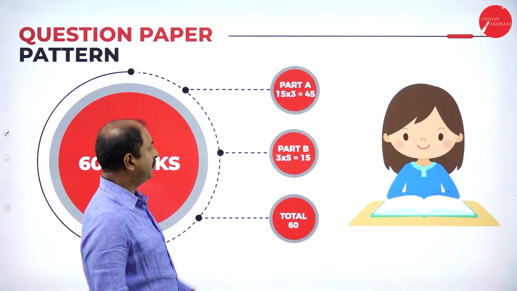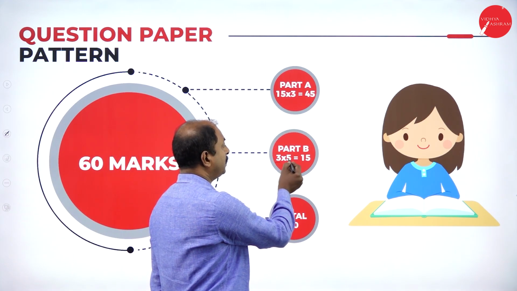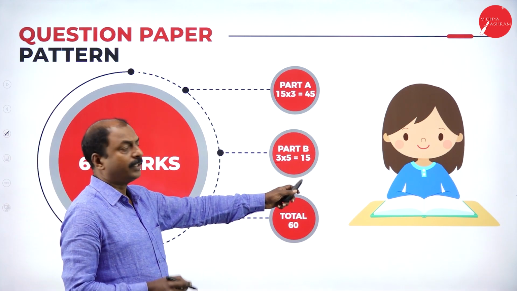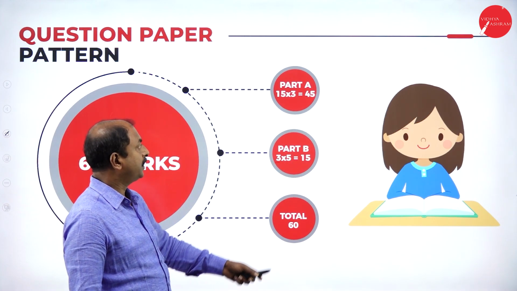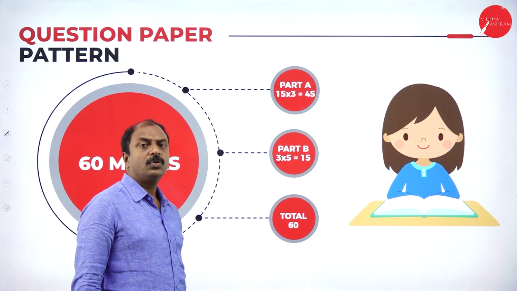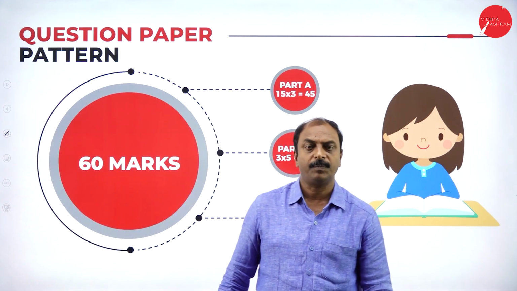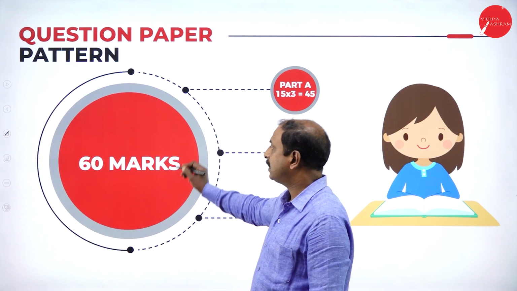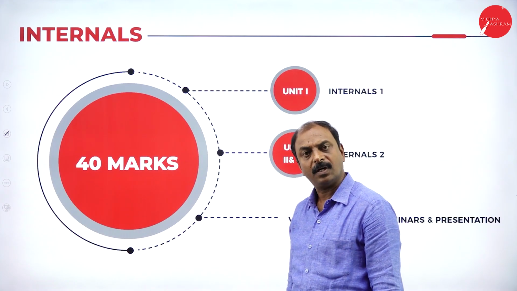And Part B is a 3 marks question. You have to answer any 5, that is for 15 marks. So the total theory paper is 45 plus 15, that is 60. So this Computer Networks theory paper is for 60 marks.